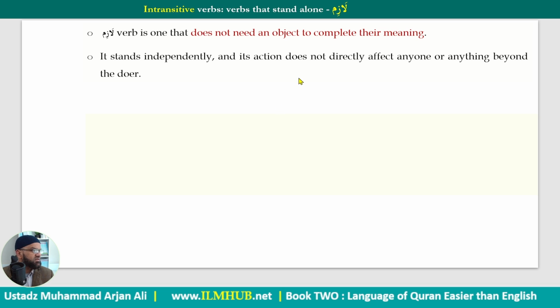So there are certain verbs, and we've come across quite a few of them already, that do not have the action of the verb, I should say, impacting an external entity. And that's all we mean. So these verbs stand independently, and the action does not directly affect anyone or anything beyond the doer.